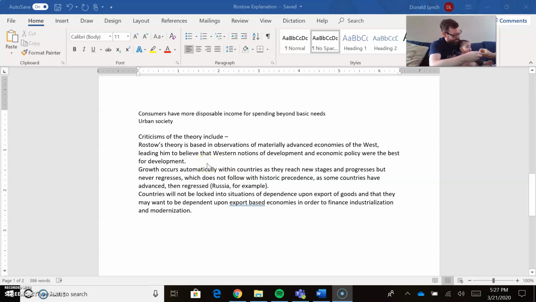Criticisms for the theory. When Rostow was developing this theory, he was really looking at the Western world and the ideas that advanced economies of the West were the best ways, and the economic policies and decision-making of Western worlds were the best way for growth to occur.